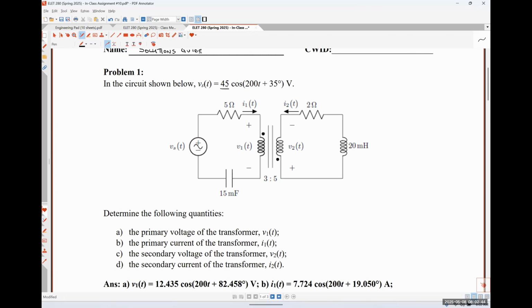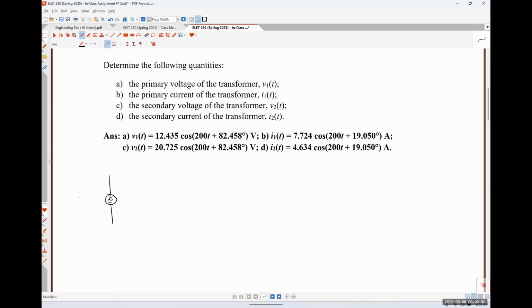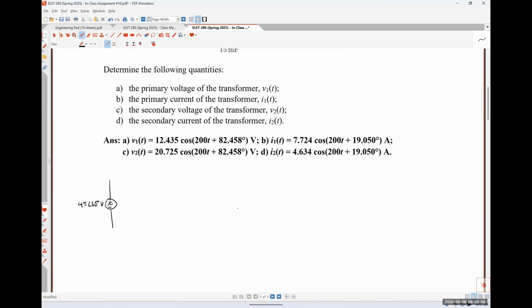So here's our magnitude of 45. Here's our phase angle of positive 35. So this is literally just going to be 45 angle 35 degrees volts. Okay. Now we have a 5 ohm resistor. And I hope we all remember that the impedance of a resistor is just the resistor value itself.